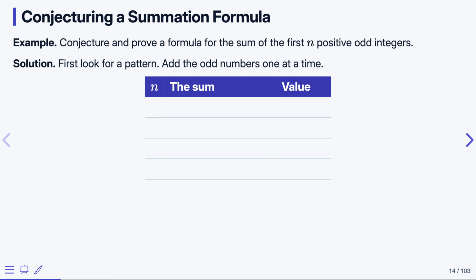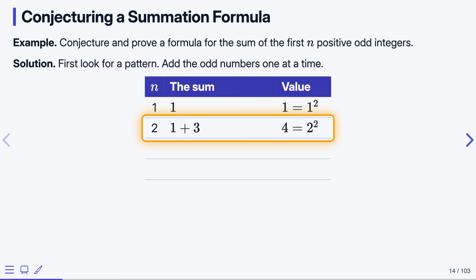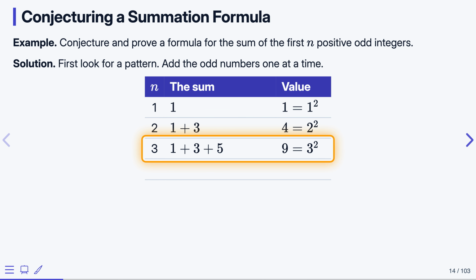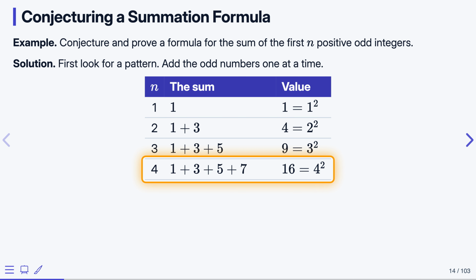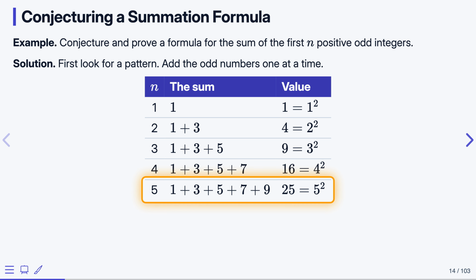This time nobody hands us the formula. We look for a pattern first. We add the odd numbers one at a time. For n equal 1, the sum is just 1. For n equal 2, 1 plus 3 is 4. For n equal 3, 1 plus 3 plus 5 is 9. For n equal 4, we get 16. For n equal 5, we get 25.